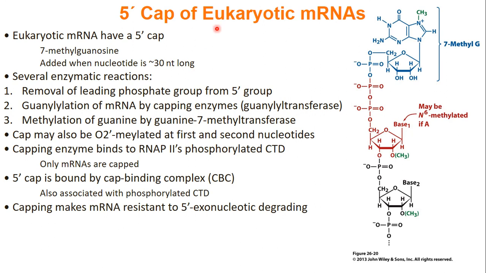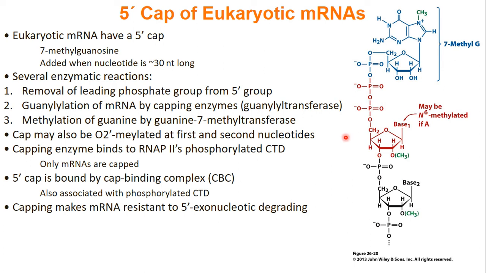And the 5' end of mRNA has a cap. And this cap is 7-methylguanosine as shown here. And this will be added before the mRNA is done. It will be added when the mRNA is roughly 30 nucleotides long. And there are a couple of enzymatic reactions that are responsible for this. First, you have to remove the phosphate from the 5' group. Then you have to add a guanine, so guanylation, by the enzyme guanyl transferase. Then you have the methyl, because it's 7-methyl, and this is done by guanine 7-methyl transferase.